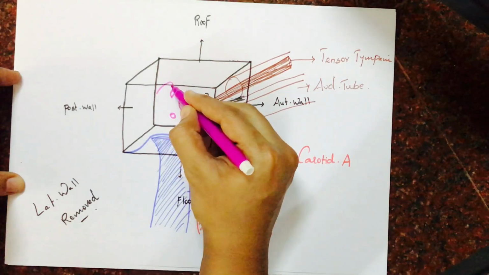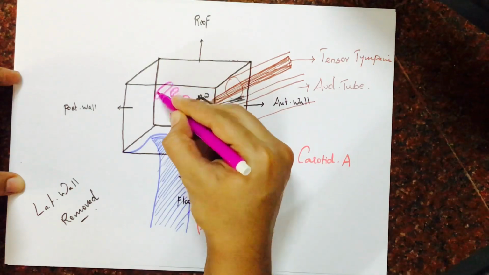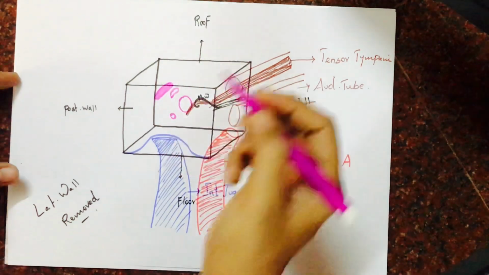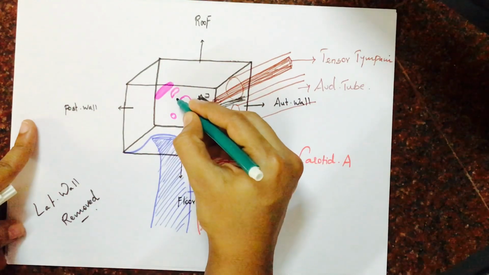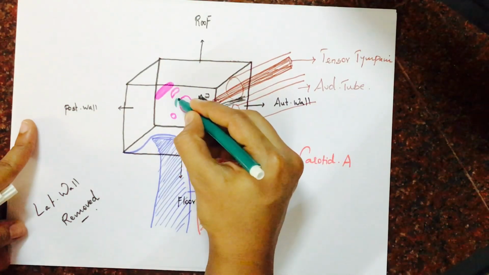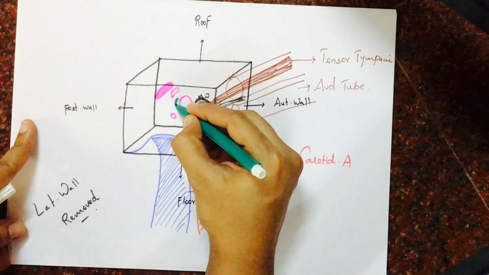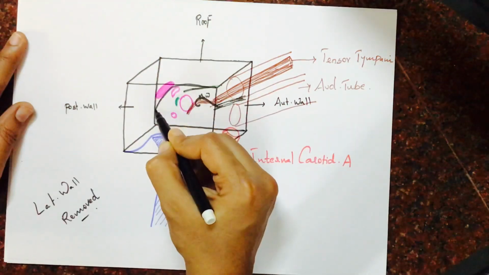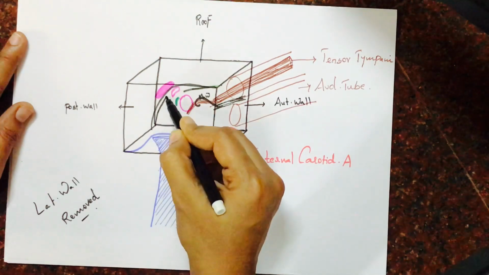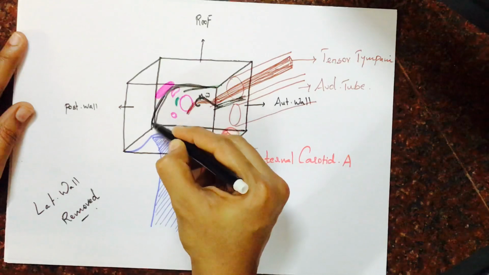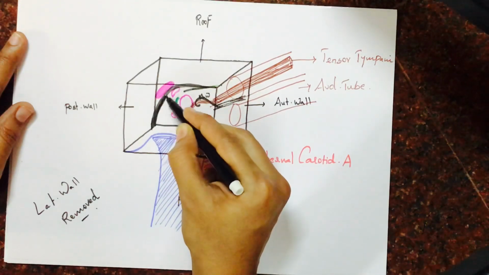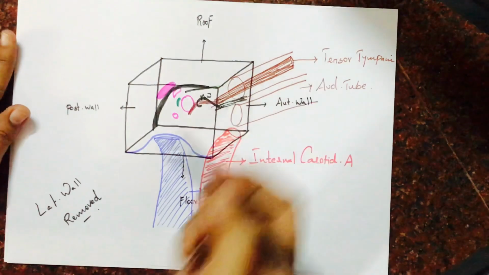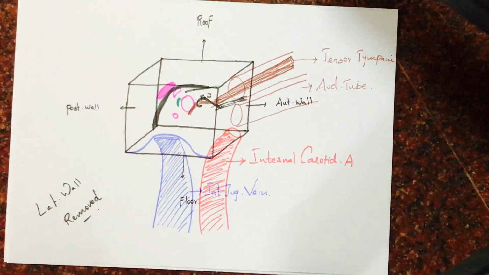Behind the oval window we have the impression for the lateral semicircular canal. Just behind the promontory is the sinus tympani, that is a depression formed due to the ampulla of the posterior semicircular canal. This is the facial canal, which runs between the oval window and the lateral semicircular canal, moves towards the posterior wall and exits through the stylomastoid foramen.